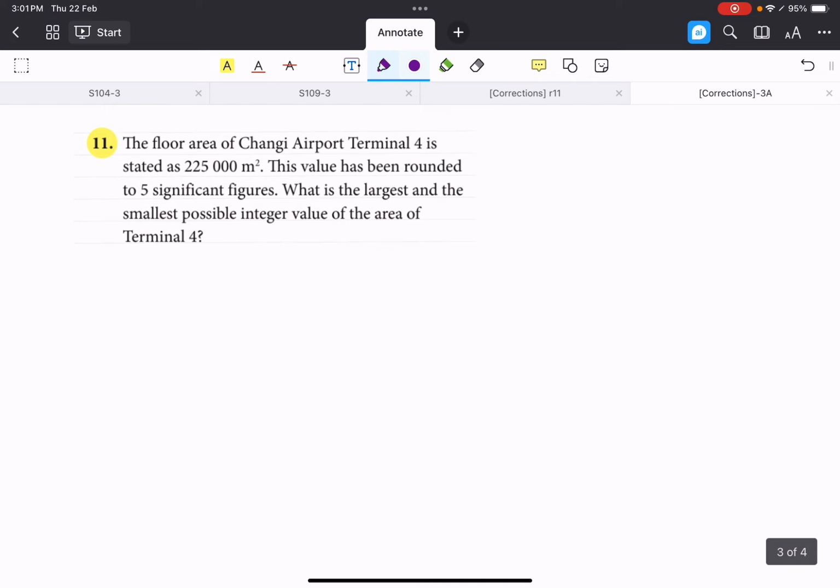The floor area of Changi Airport Terminal 4 is stated as this value, and the value is rounded off to 5 significant figures. So what is the largest and smallest possible value? The largest is easy. Let's write down the context. Largest value is equal to 225,004. Take note, because there are five significant figures, so 1, 2, 3, 4, 5. These are significant, so I keep them. The next integer I can put is 4, and it gets rounded down.